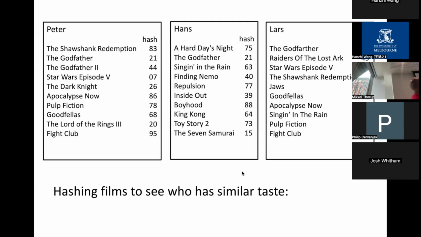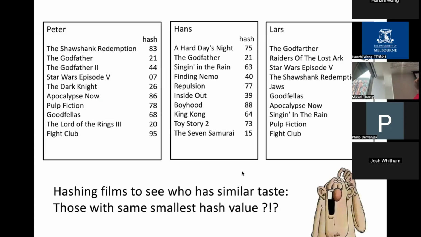And this is Peter, Hans, and Lars, who have written their favorite films down. And now we want to see who has similar taste. That's what you use in recommendation systems. Okay. And I've actually put the hash numbers, those random numbers, and somehow I claim they're really useful. Because who has similar taste? Those with the same smallest hash value, of course, right? So let's try it. The smallest hash value of Peter is 7.